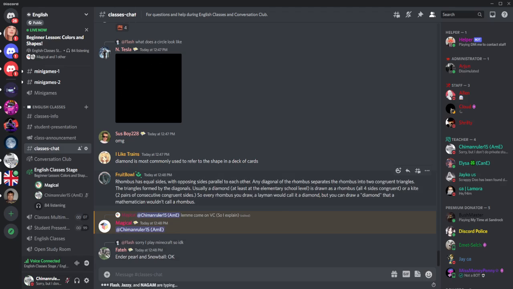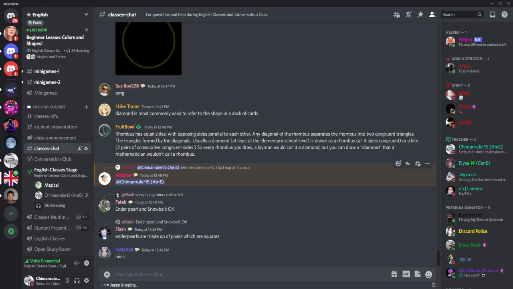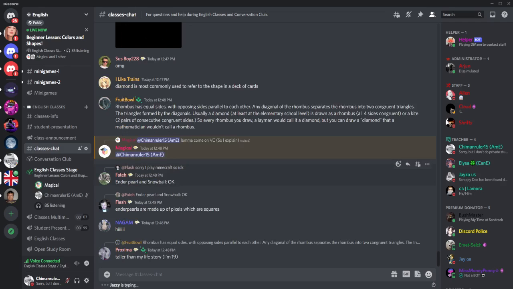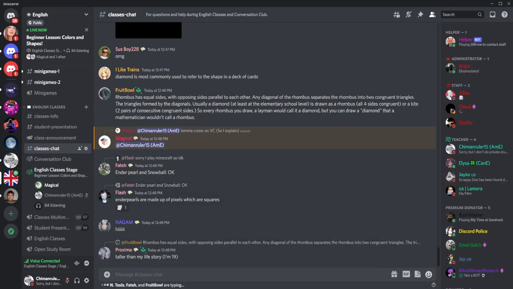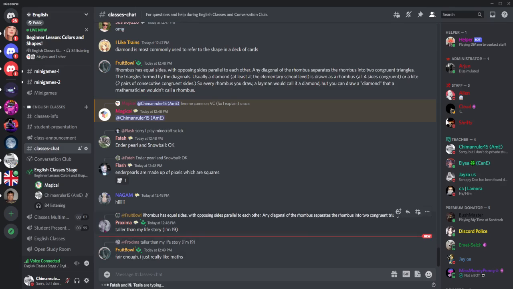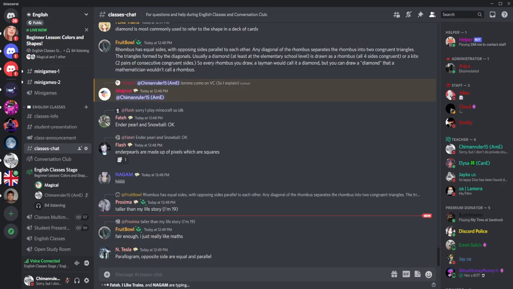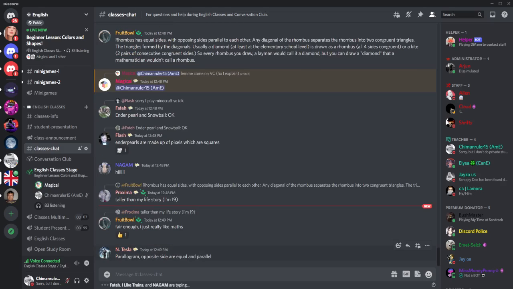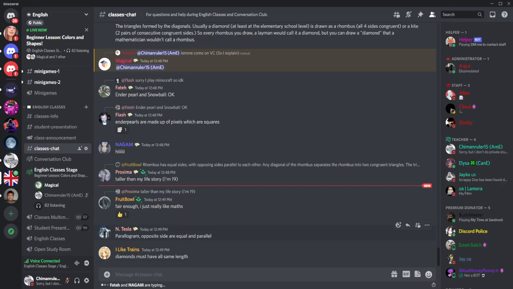Okay, so basically, we have a parallelogram, which has two pairs of parallel sides, and two things come out of this: a rectangle and a diamond. If the angles between all of the sides are 90 degrees, it becomes a rectangle, whose sides are equal two by two. But if the sides are all equal together, it becomes a diamond.